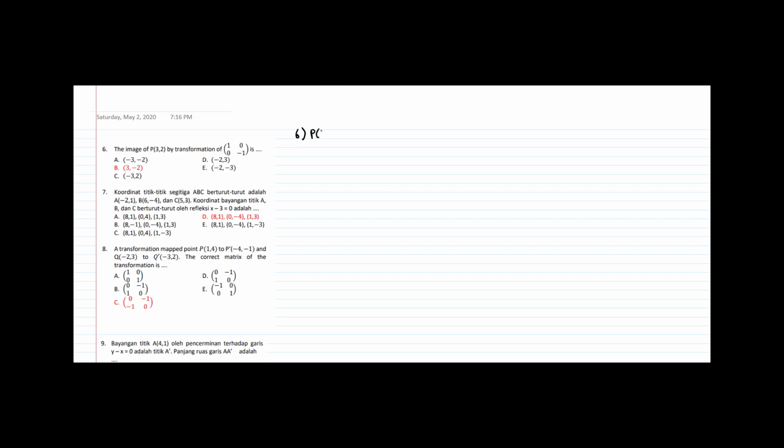So I have point P (3,2). The coordinates are 3, 2. And then the matrix is (1, 0, 0, negative 1). Oh, this is not custom. If you memorize it, it is reflection to the x-axis. Okay, so we have to find the image. What is the image? P accent. Okay, how to find P accent?